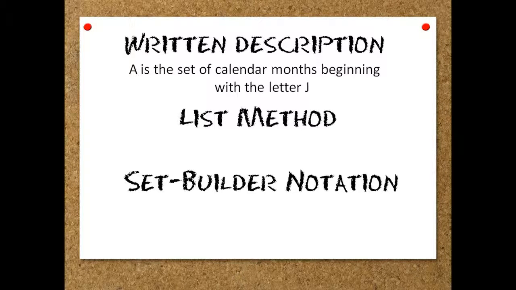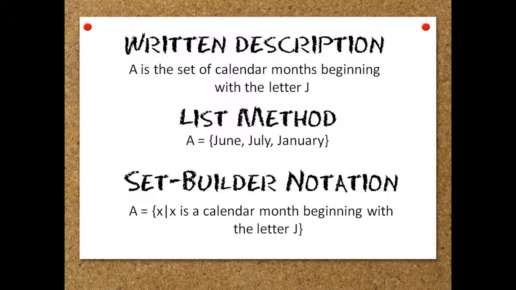Let's start first with the written description. How are we going to describe January, June, and July using a written description? A is the set of calendar months beginning with the letter J. That's correct. In the list method, we describe it as set A has elements June, July, and January. It does not matter if it becomes January, June, or July, it's just the same. The third one is the set builder notation, which we can define as set A is the set of elements X such that X is a calendar month beginning with the letter J.